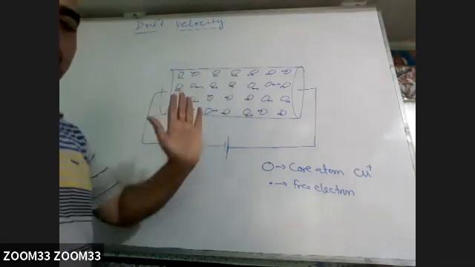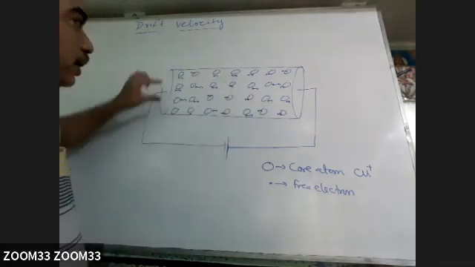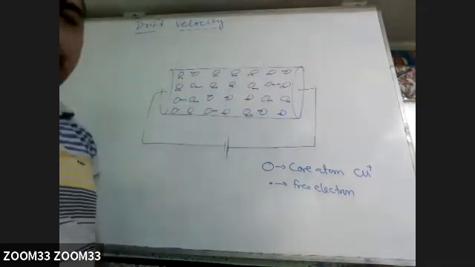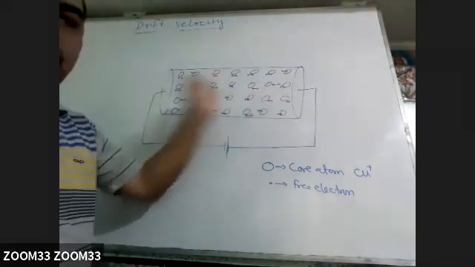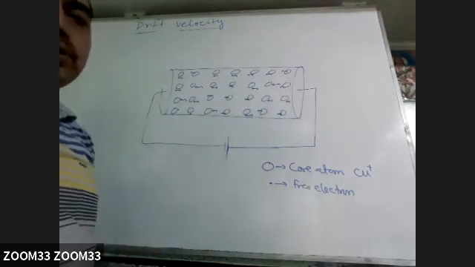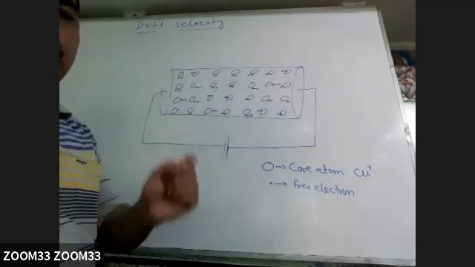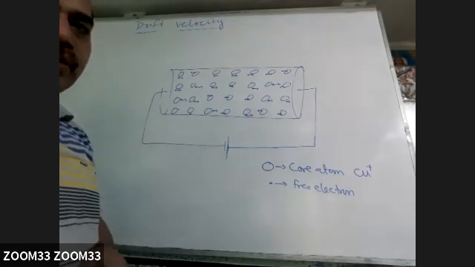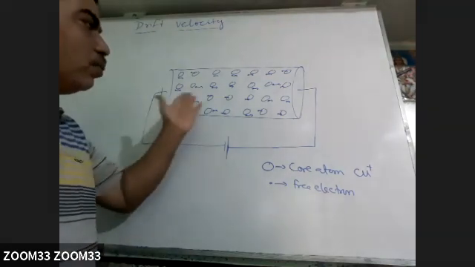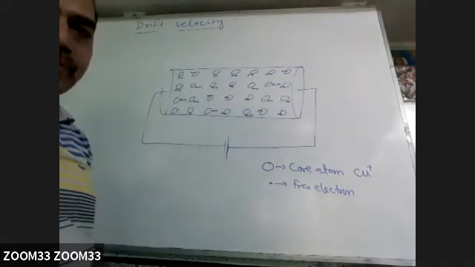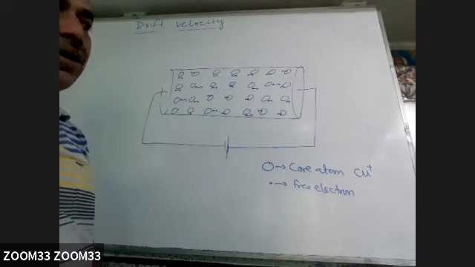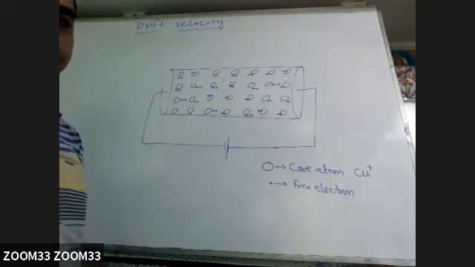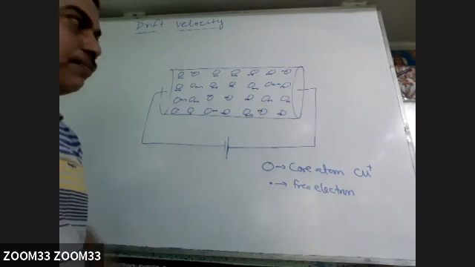As a result, if we find the average velocity of the electron during this motion from here to here, that will be very small. That's why we say electrons are drifting. And this average velocity of the electron within the conductor we call drift velocity. Understood? What is drift velocity?